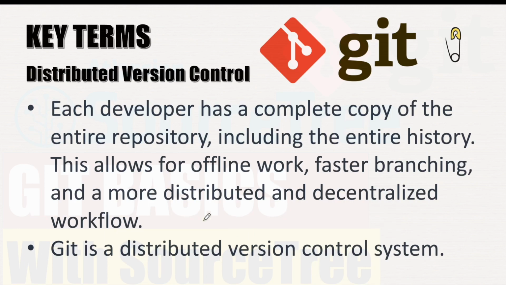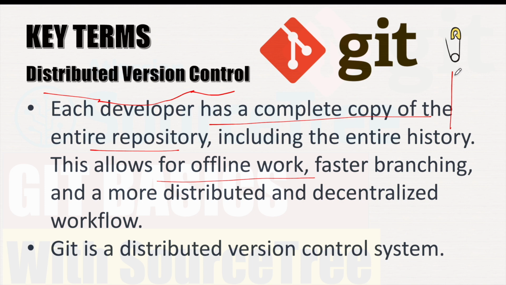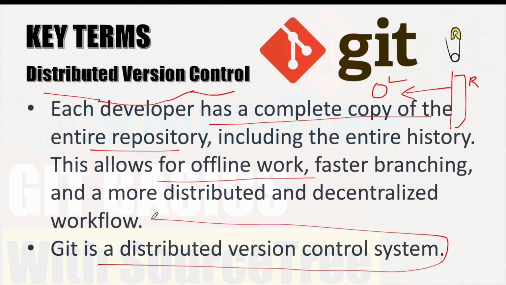Another important concept, distributed version control. So what is distributed version control? In this case, every developer has a complete copy of the entire repository, including the entire history. This allows for offline work, faster branching, and a more distributed and decentralized workflow. So there is a remote repository, and every developer who clones it on his or her machine has the entire copy of what is there in the remote repository. So from remote, it comes to his local. Everything comes, and Git is a distributed version control system.